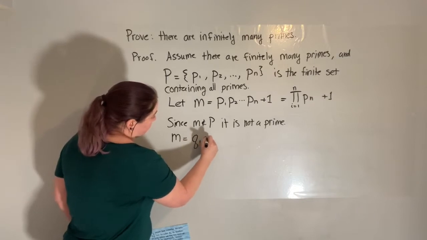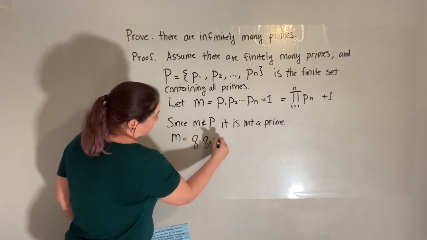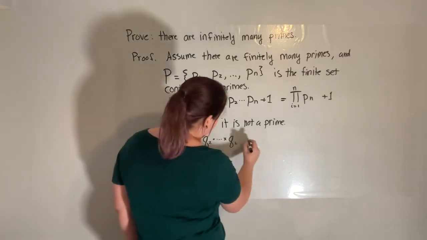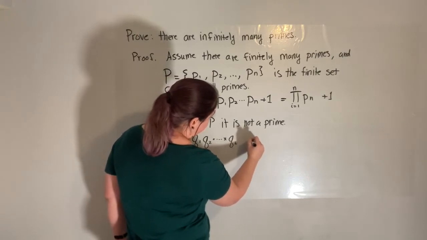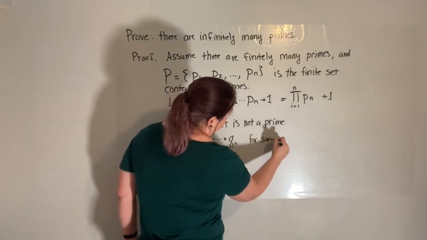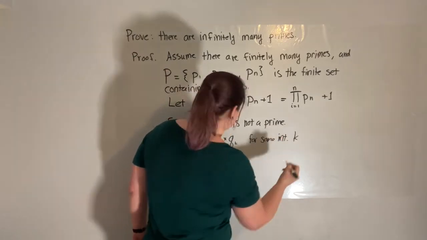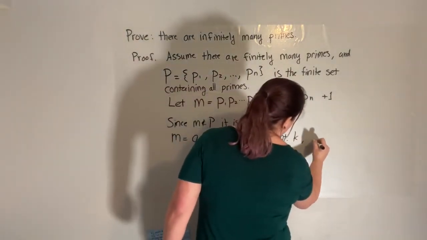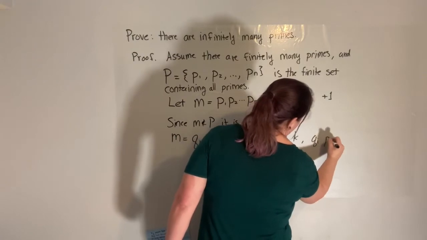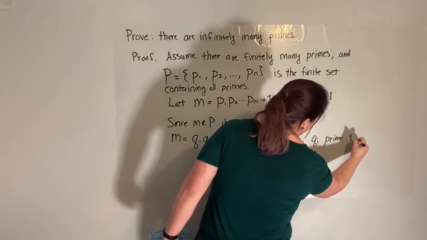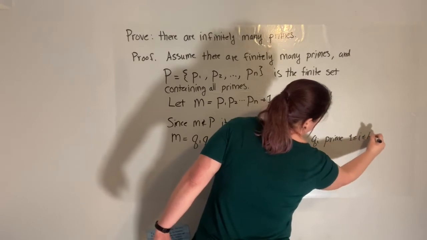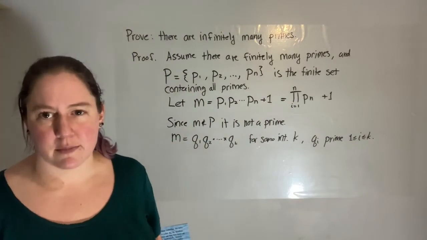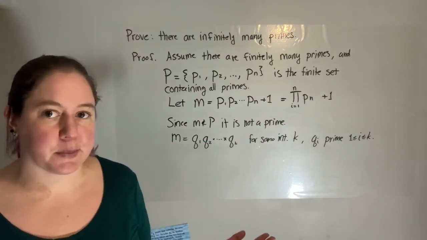q1, q2, times qk. So that's for some integer k. And where all of the q's are primes. And to be thorough, I'm just going to put that there. So these don't have to all be unique primes. It could be 2 times 2 times 3 times, like the primes could be repeated, but M will break down to a bunch of primes.